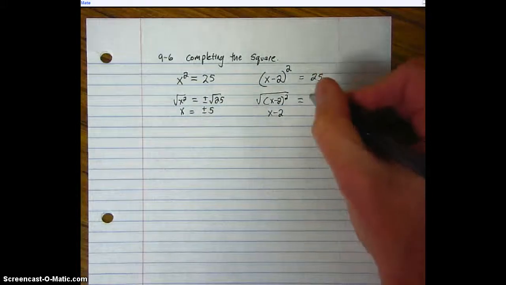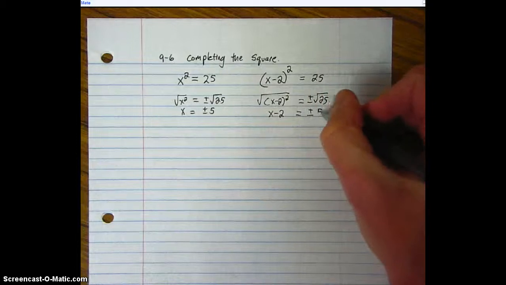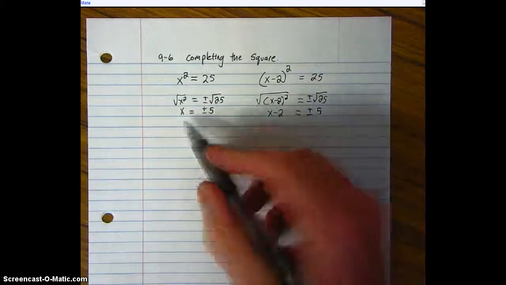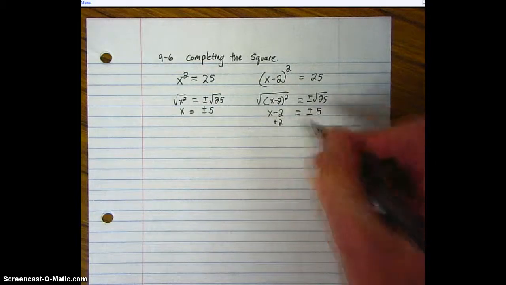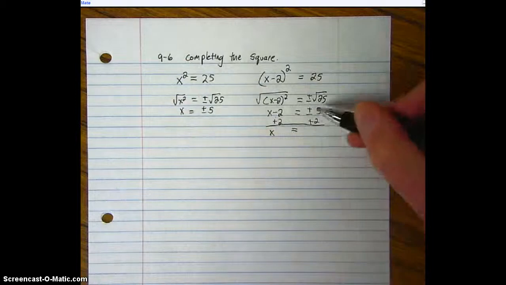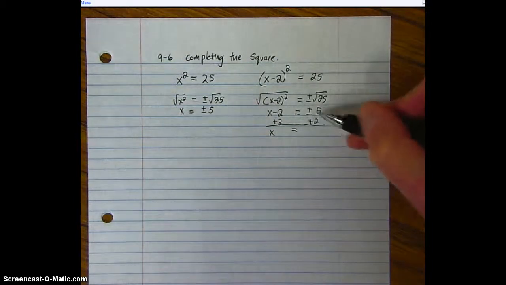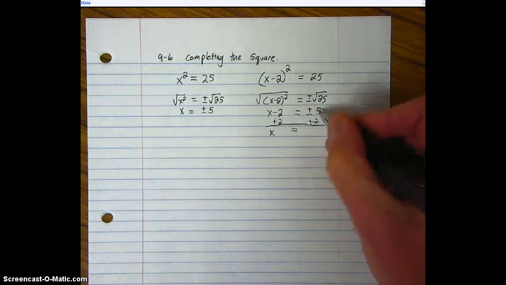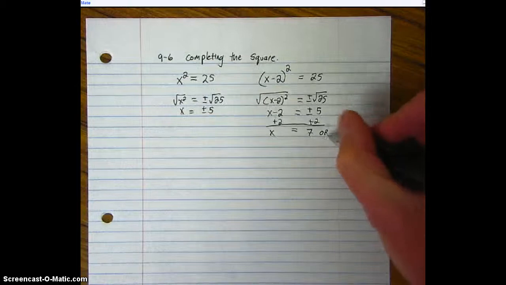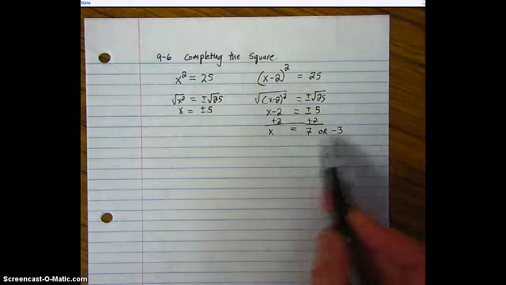And then whatever you do to one side, you do to the other. And again, the positive and negative square root of 25 is just 5. So you end up with x minus 2 instead of just x. So now we isolate this. If I add 2 to both sides, this looks kind of strange, but it's really quite simple. It's really just positive 5 plus 2 and negative 5 plus 2. If you add 2 to positive 5, you get 7. And if you take negative 5 plus 2, you get negative 3. So again, you still get two solutions.